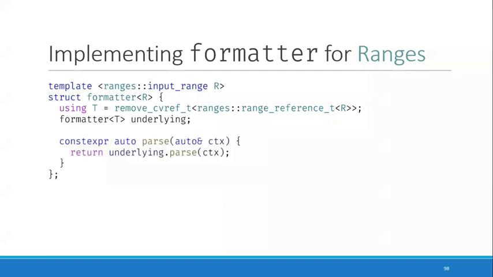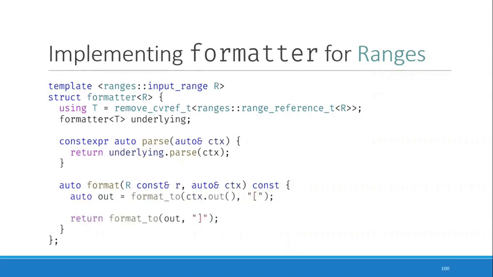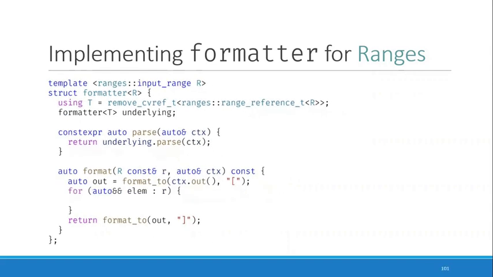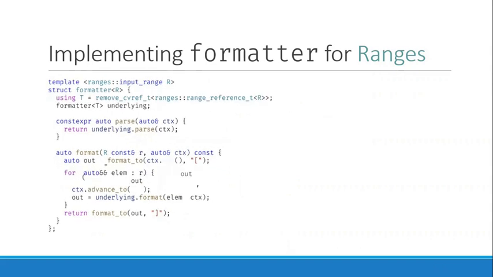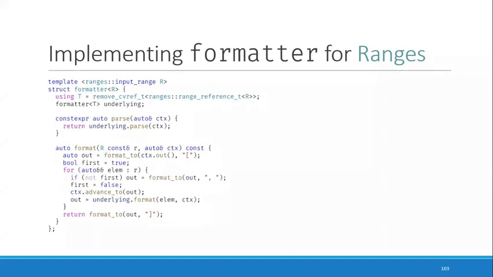So for now, parse, we're just going to defer. We're just going to call underlying.parse. I'm going to skip the top level specifiers for now. So what does format do? Format takes my range and it takes the context. So we're going to surround ourselves with square brackets, and we're going to loop over the range. We're going to print every element. And that's our 2-step. We're going to advance the context to our new output iterator, and then we're going to use underlying.format to format our element. And then last but not least, we have to add the comma after other elements, except for the first. This isn't the optimal way of doing this, but it doesn't super matter for these purposes.